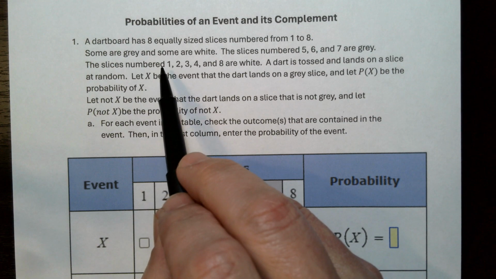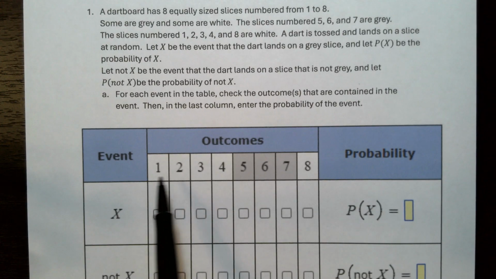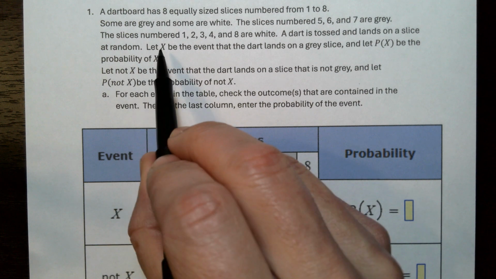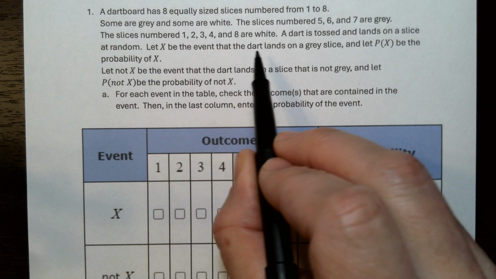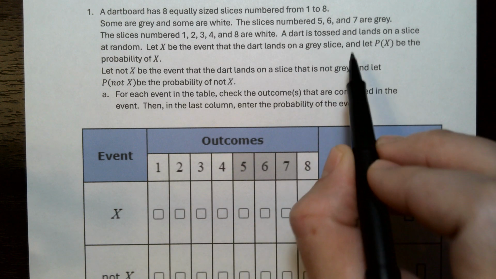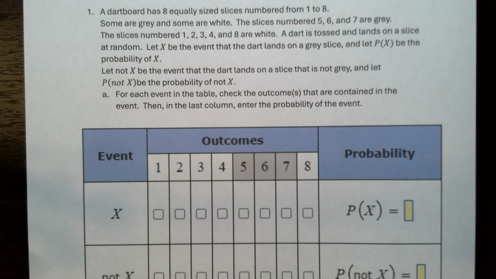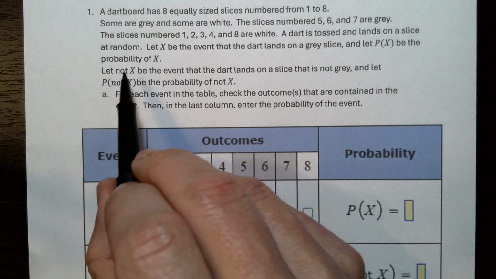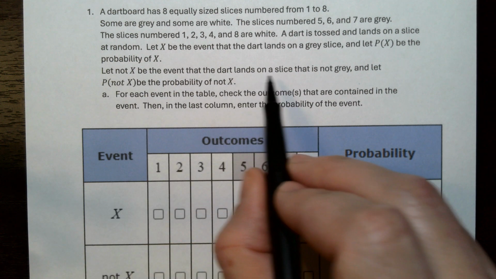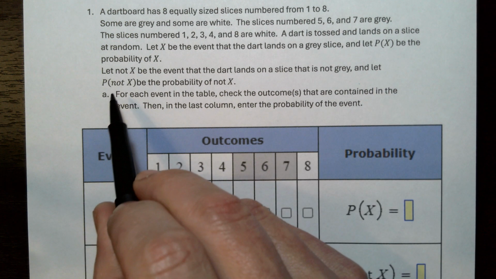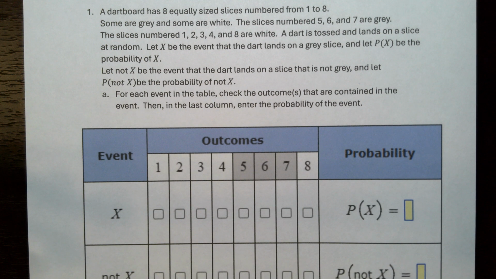And then the rest of them, 1, 2, 3, 4, and 8, are not gray. They're white. Okay. So the dart is tossed and lands on a slice at random. Let X be the event that the dart lands on a gray slice, and let P of X be the probability of X happening. And then let not X be the event that the dart lands on a slice that is not gray, so white, and let P of not X be the probability of not X.